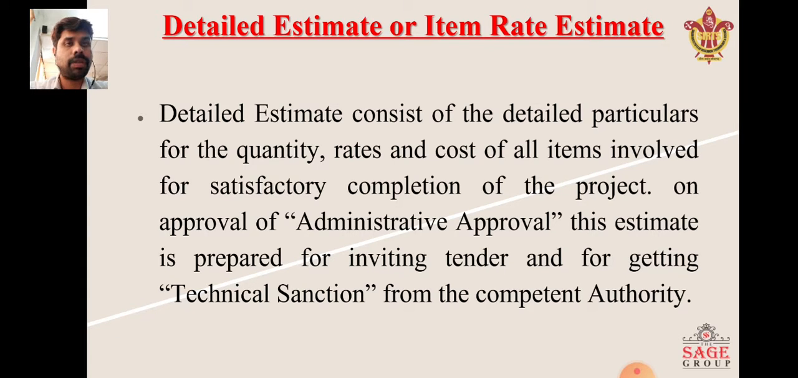the competent authority. So detailed estimates are constructed when we have got the administrative approval from the government or from the competent authority. After that, we have to estimate all the items or components of the structure with their rates. That type of estimate is known as detailed estimate, and it is also used for technical sanction. So if you want to get the technical sanction, then you have to prepare a detailed estimate.